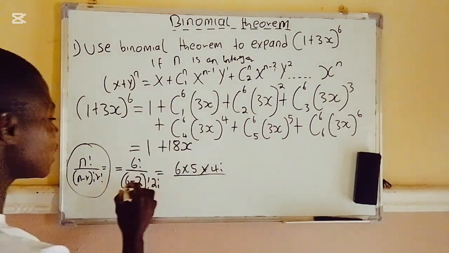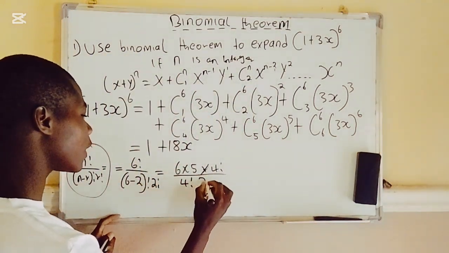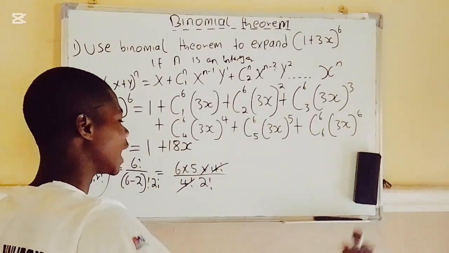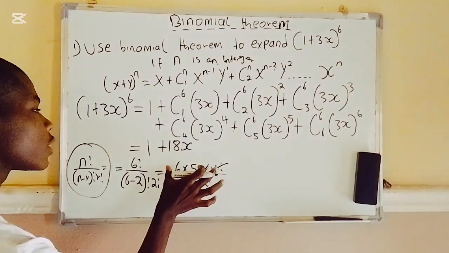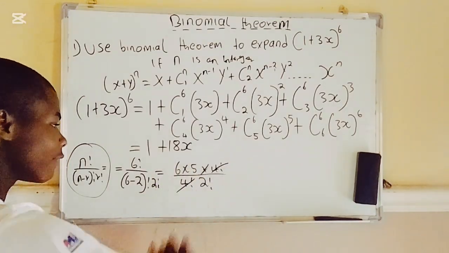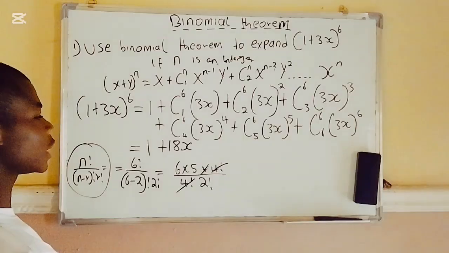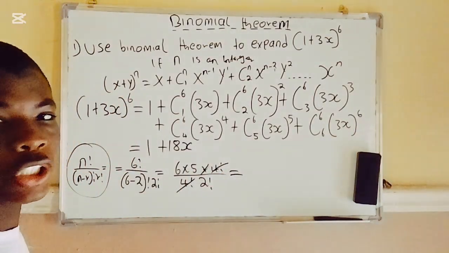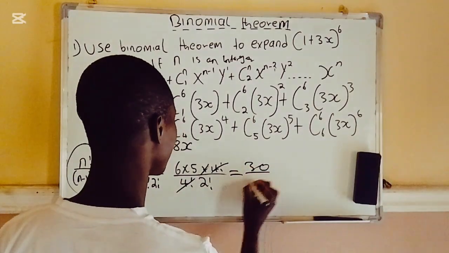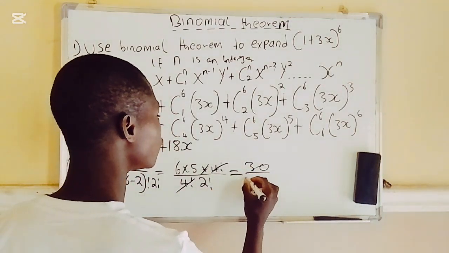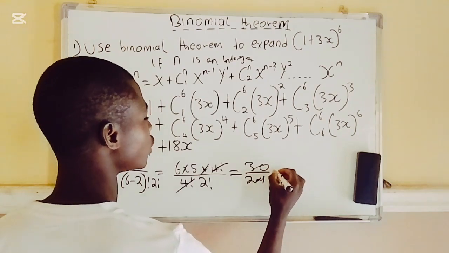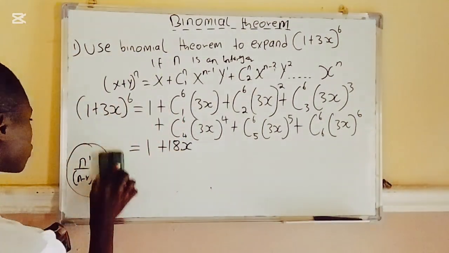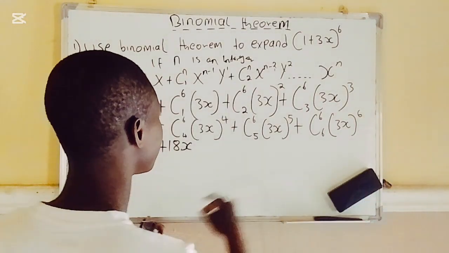In order to cancel this 4 factorial, because 4 factorial can cancel 4 factorial, you can break it down and cancel 2 factorial, and then multiply the numerator and divide by the denominator of 4 factorial. So it will be equal to 6 multiplied by 5, which gives me 30. So 30 divided by 2 factorial, which is 2 times 1, gives me 15. So 6 combination 2 gives me 15.